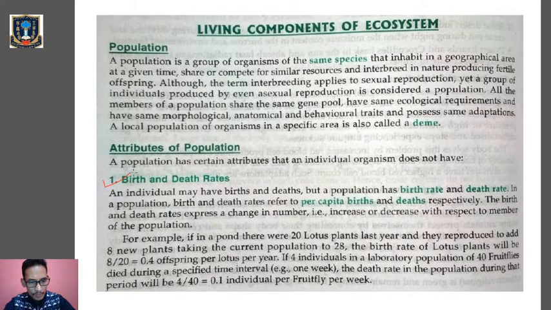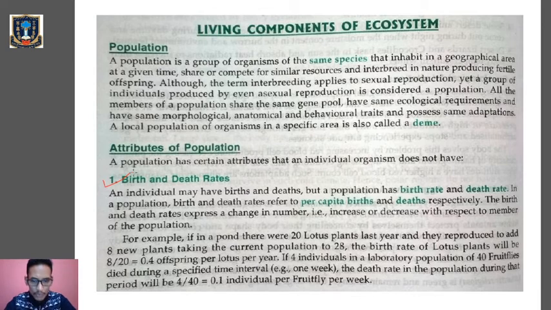In a population, birth and death refer to the per capita birth and the per capita death respectively, and the birth rate and the death rate will generally affect the population. So there will be a change in the number. That means the population can increase or the population can decrease.